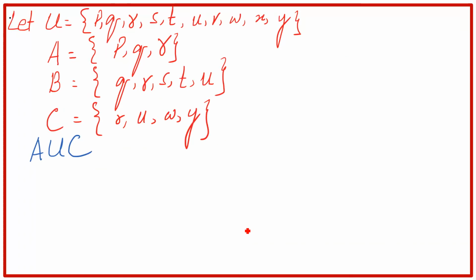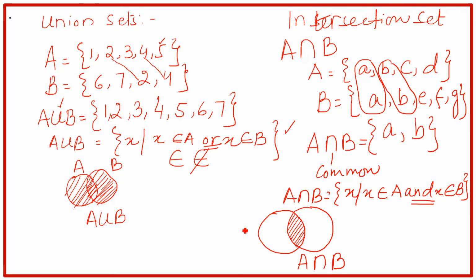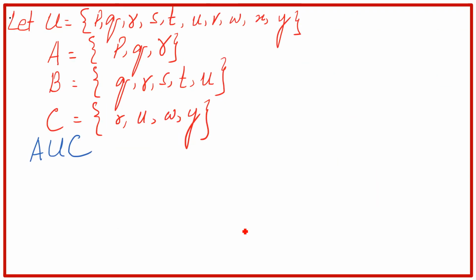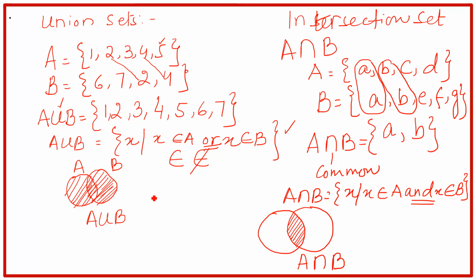Now is the disjoint, right? So disjoint means which is neither in A nor in B. It is called the disjoint. I will write it down here. Disjoint sets. After this we will solve some questions, then it will be much easier.